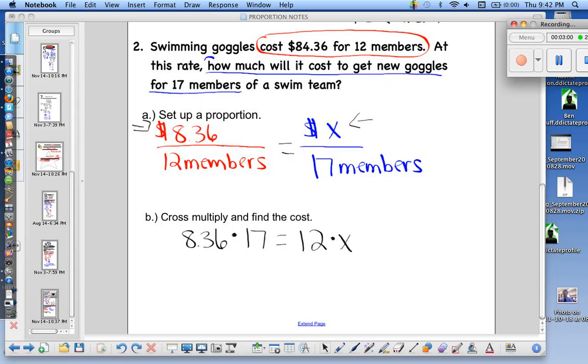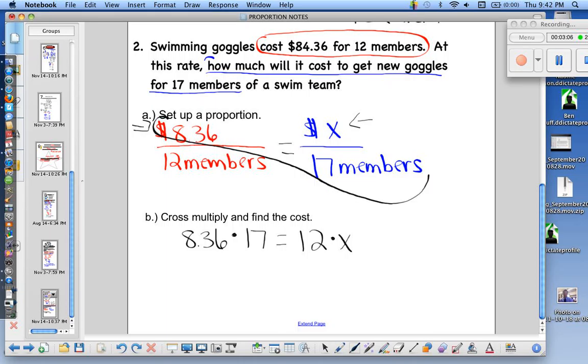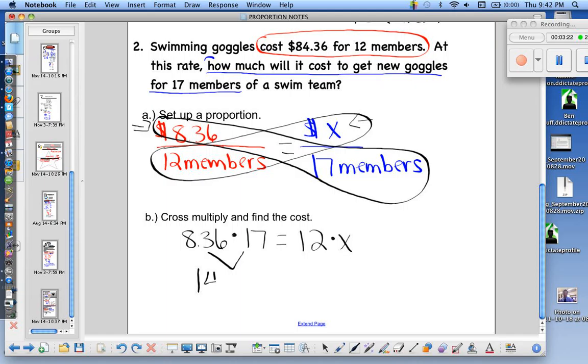So I cross multiplied, and I've got $8.36 times 17 on the left side of my equal sign, and on the right side I've got 12 times x. So when we multiply, we get 143.12 is equal to 12x.